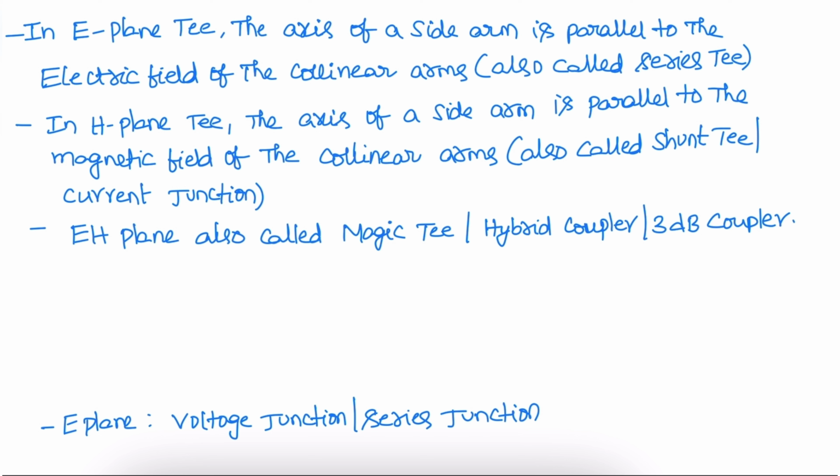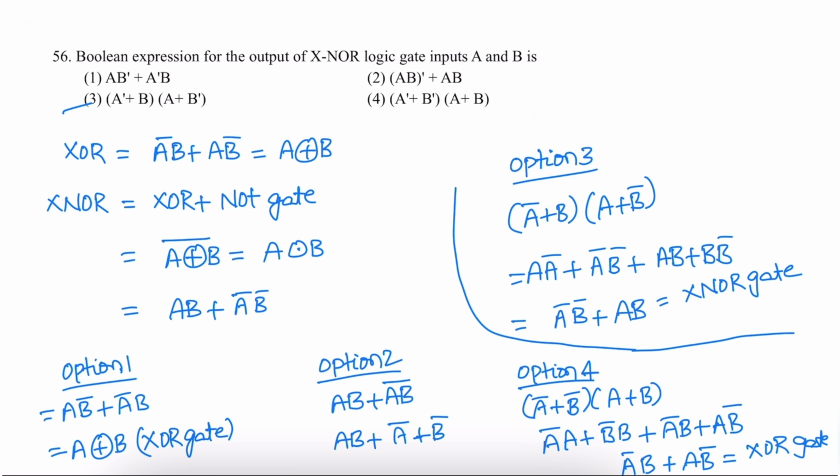So what is E plane T? The axis of the side arm is parallel to the electric field of the collinear arms. It is also called series T. Similarly, H plane T is also called shunt T. Then E-H plane T is called magic T or hybrid coupler or 3 dB coupler. So this E plane T is also called voltage junction or series junction.